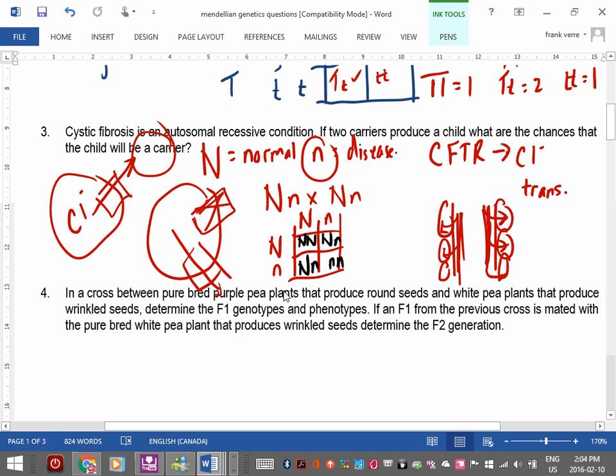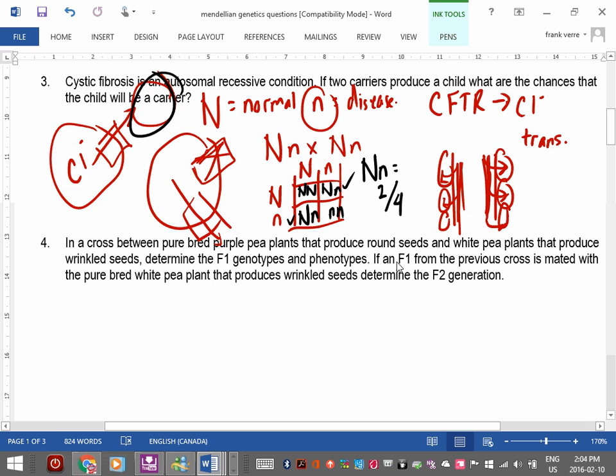The odds of getting a carrier then is what? 1 here and 1 over here. There's 2 of them, right? Yeah, exactly. So make sure you read the question, because normally someone asks you for the disease. Here I ask you for the carrier. So the odds of getting a heterozygous individual is, you can see, 2 out of 4 or 50%. Okay? All right.